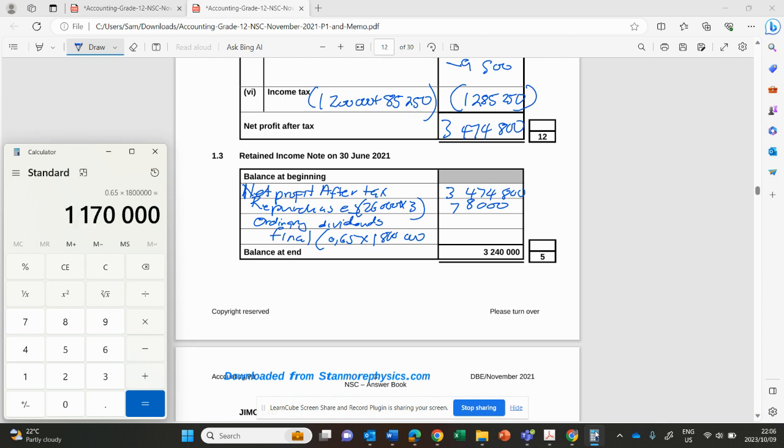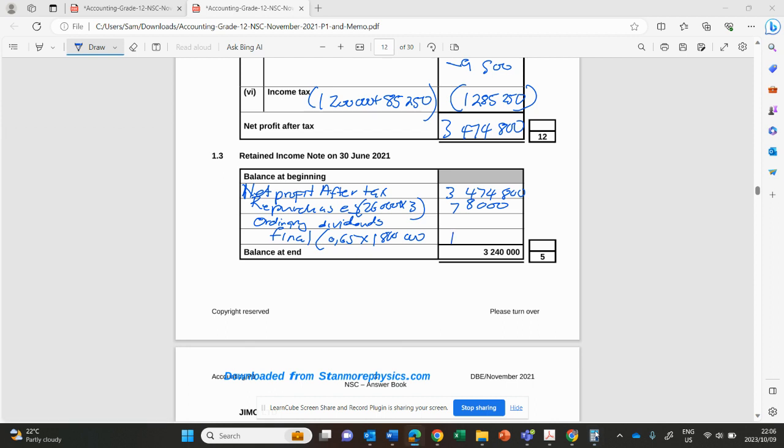So we're gonna have 1,170,000. This is only the dividends that we have. So it's gonna be 1,170,000, the ordinary dividends. So now we can work backwards.